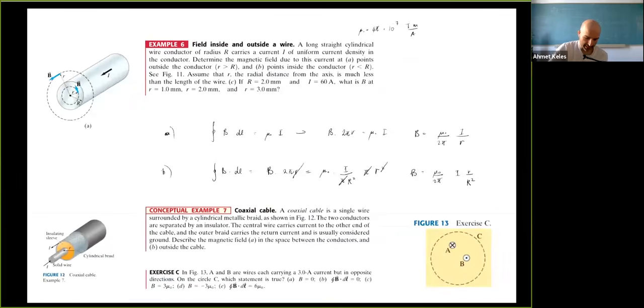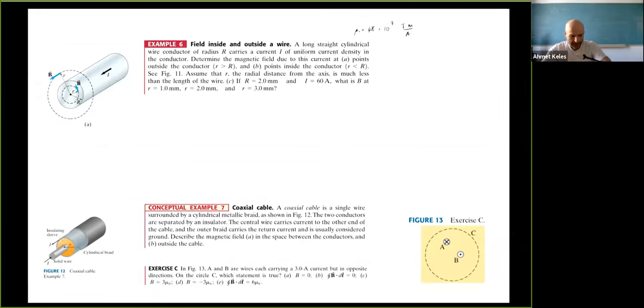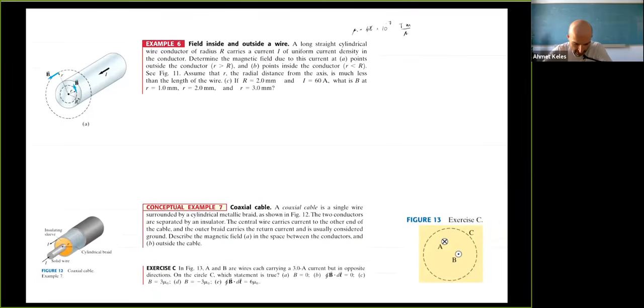Okay, let's solve some examples. Okay, let's clear this one. So this is the field inside and outside the wire. A long, straight, cylindrical wire conductor of radius R carries a current I of uniform current density in the conductor. And we would like to determine the magnetic field due to this current at points A outside the conductor, at distances bigger than R, and at points B inside the conductor, like in this case. We assume that r, the radial distance from the axis, is much less than the length of the wire. So given R and I, what is B at that point?